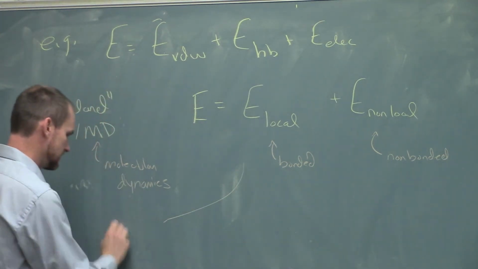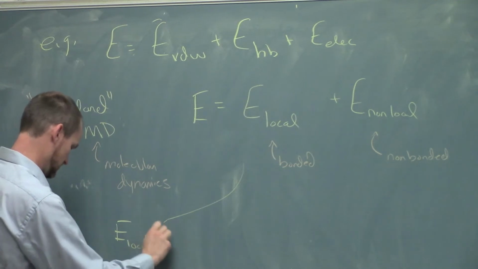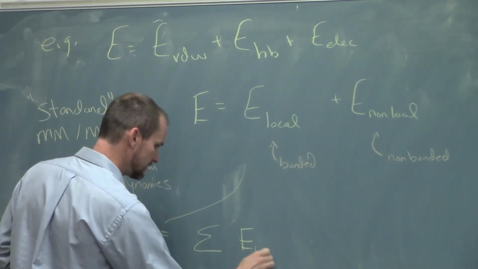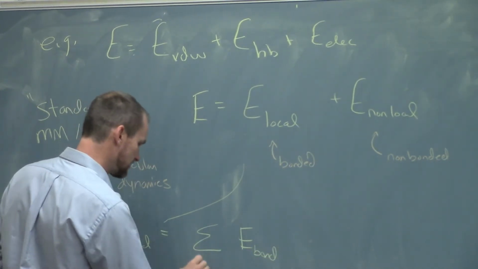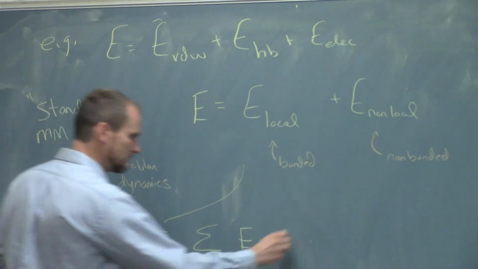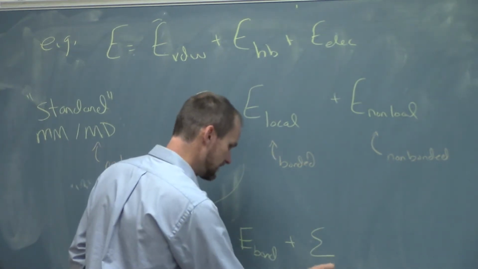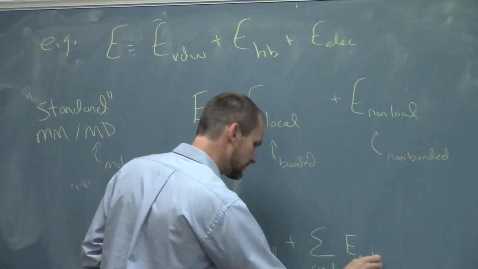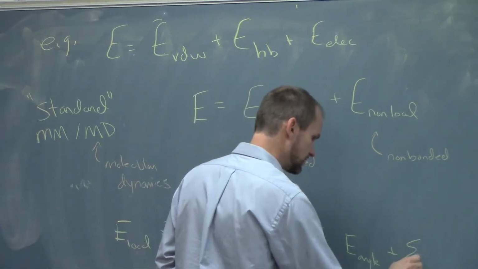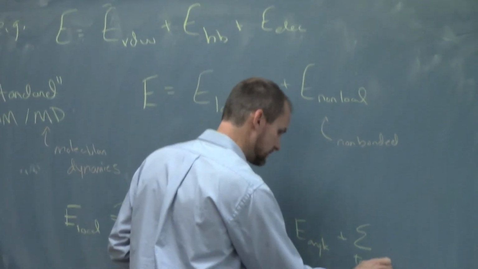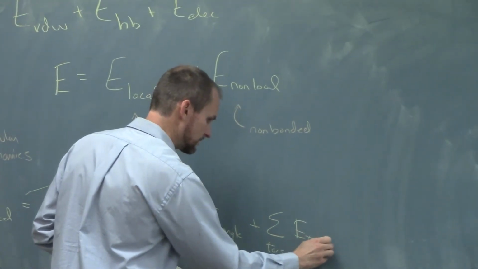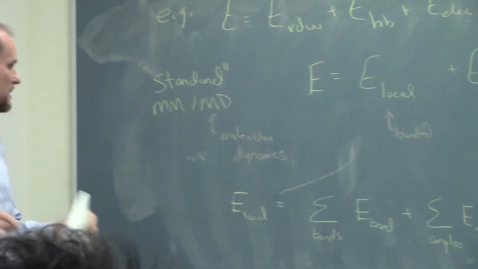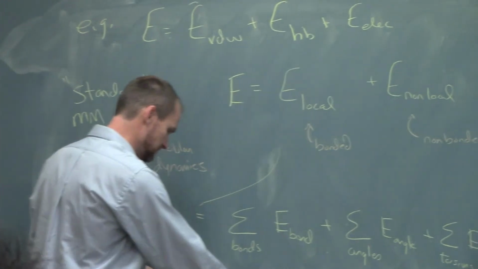And then if that gets further broken down, let's see, so the local is, so you can look at each bond, and we can sum over each of the bonds. We can add each of the angles and have an angle term. And we can sum over each of the torsions, torsional energy. Okay, so we separate out the bond length, the bond angle, and the bond torsion. That's the energy in each one of those.